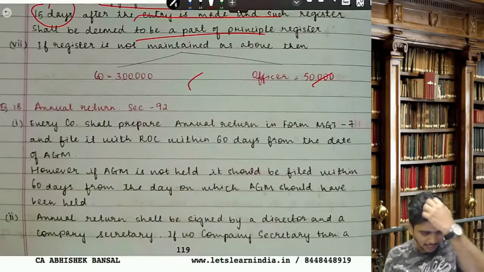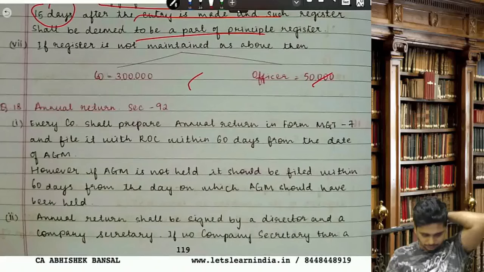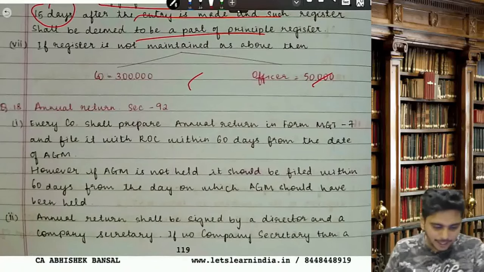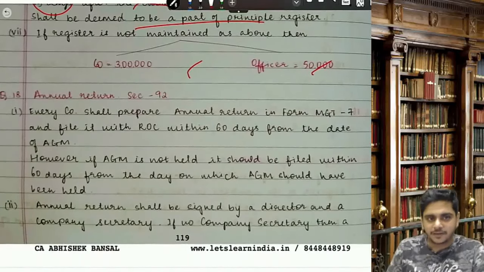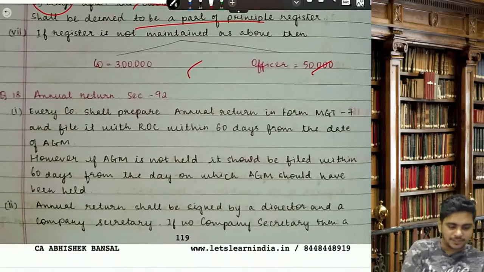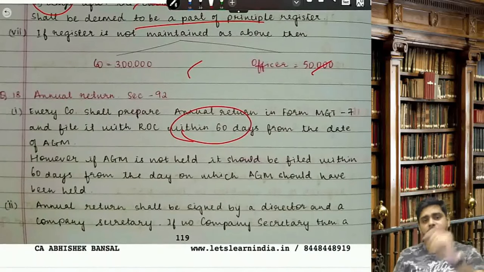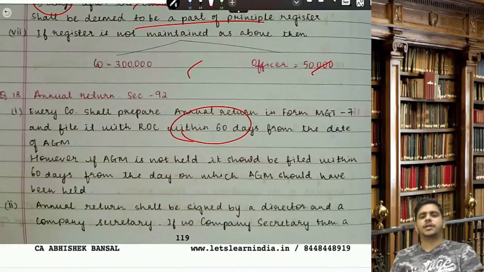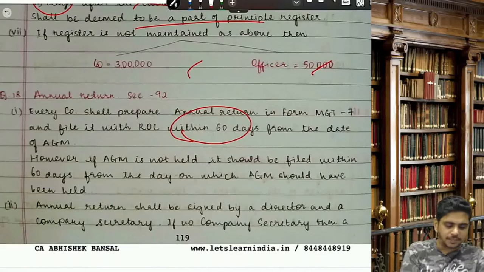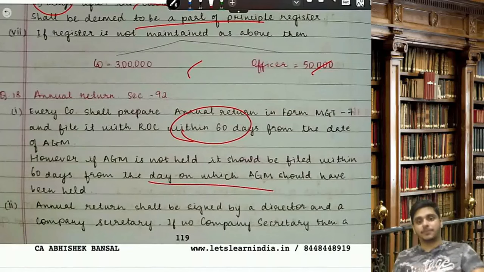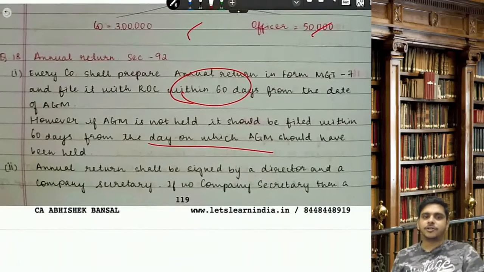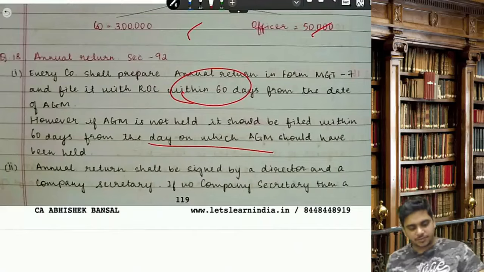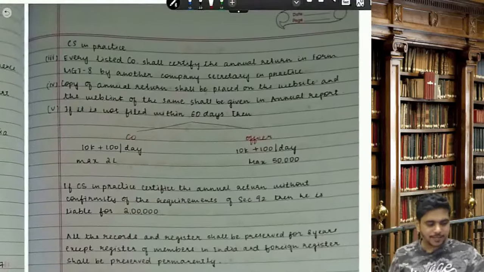Then, annual return. Sir, what is annual return? Every company shall prepare the annual return in form number MGT7 and file it with the ROC within 60 days from the date of AGM. Very important, 60 days from the date of AGM. However, if the AGM is not held, it should be filed within 60 days from the date on which AGM should have been held, that is 30th September. Then, the annual return shall be signed by the director and a CS. If no CS, then a CS in practice.